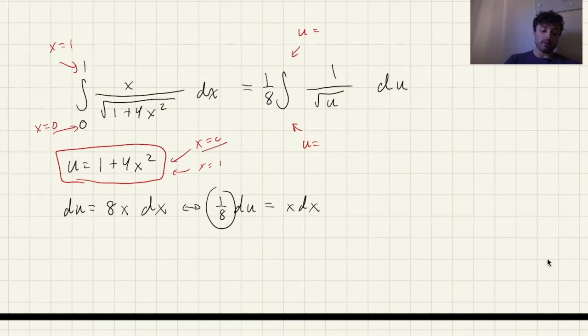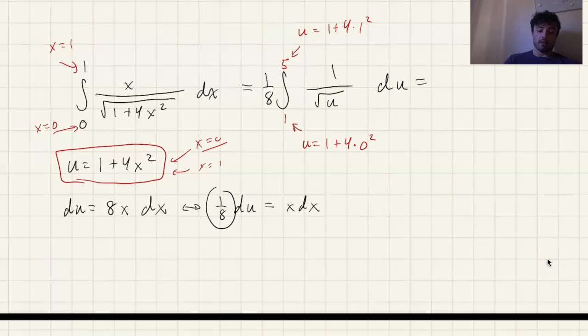So when x is 0, we have 1 plus 0, so we get 1. Sorry, we get 1. And where this came from, this was 1 plus 4 times 0 squared. I used my old x limit. When we play the same game, I plug in 1, I'll get 5. This is 1 plus 4 times 1 squared.